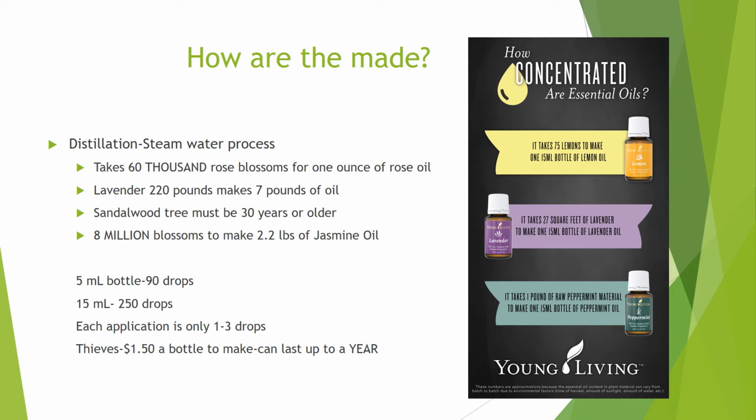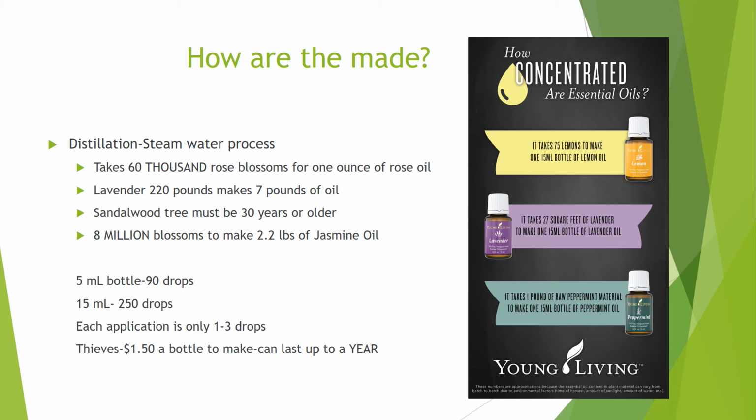First of all, it takes a great deal of work to produce a tiny amount of essential oil. It takes 60,000 rose blossoms to provide 1 ounce of rose oil. Lavender is a little bit more abundant. It takes 220 pounds to make 7 pounds of lavender oil, but still, it's a lot. And also, with sandalwood, the tree must be 30 years or older in order to harvest it as an essential oil. That takes a lot of time.